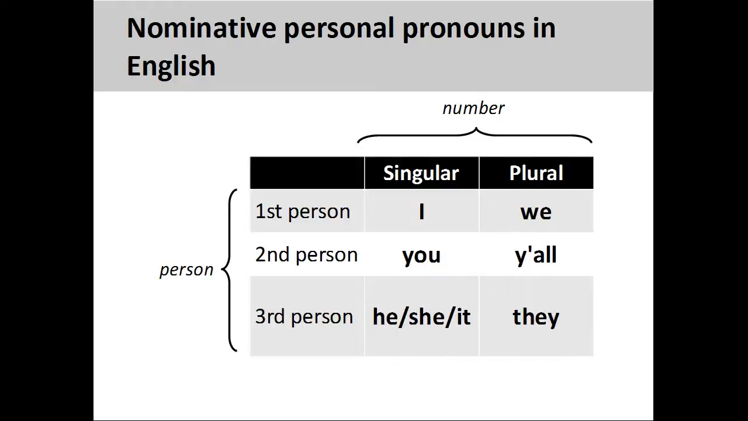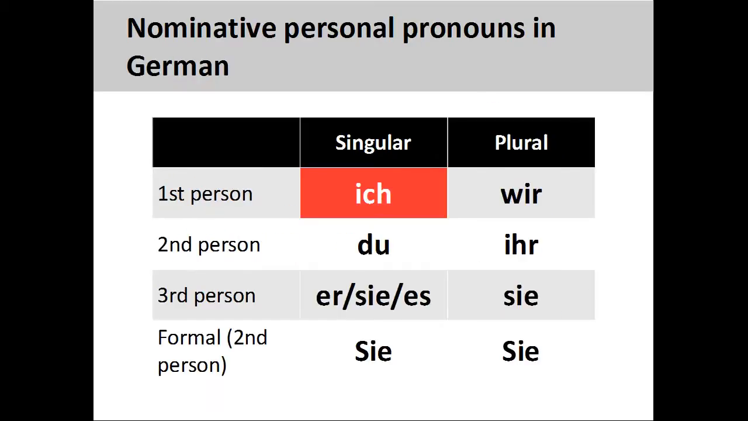The personal pronouns in English are I, first person singular; you, second person singular; he, she, it, third person singular; we, first person plural; y'all, second person plural, a dialect form found in Southern American English; and they, third person plural. I will explain the nominative case in a later presentation.